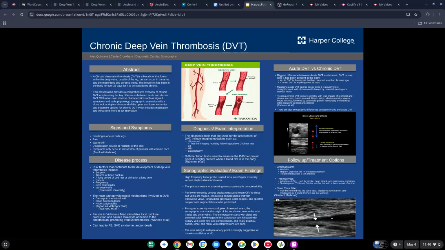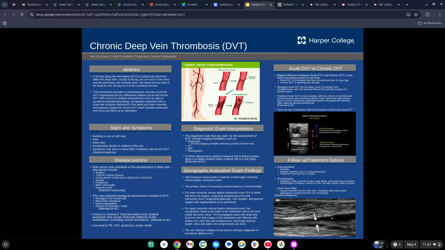The main pathophysiological mechanisms involved in DVT include damage to the vessel wall, blood flow turbulence, and hypercoagulability. If these three factors ring a bell, they are also known as Virchow's triad. These factors stimulate local cytokine production and cause leukocyte, or white blood cell, adhesion to the endothelium. This promotes venous thrombosis. So these three factors together really cause this condition to come up.